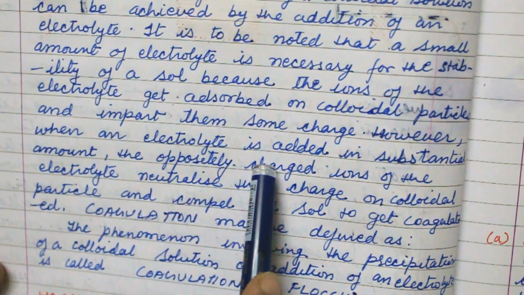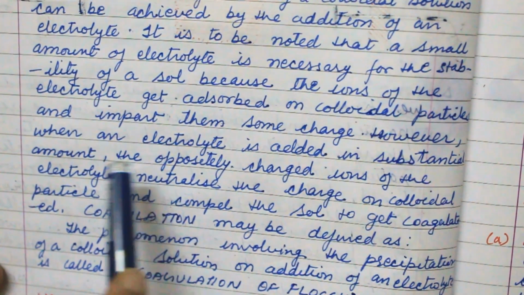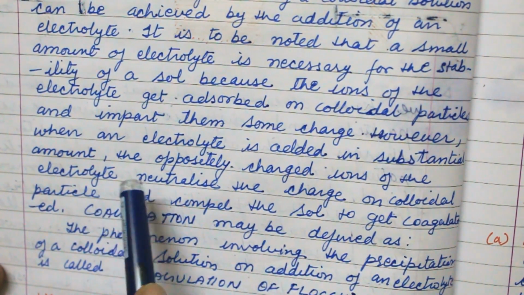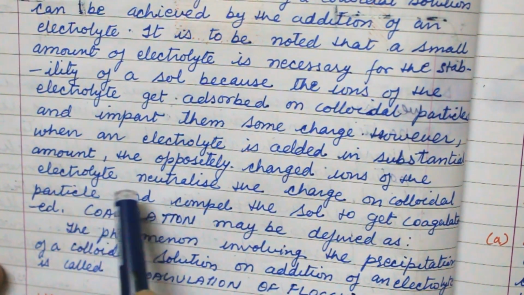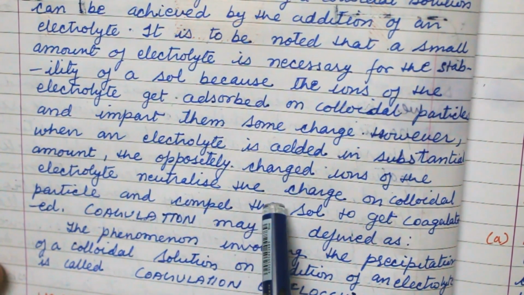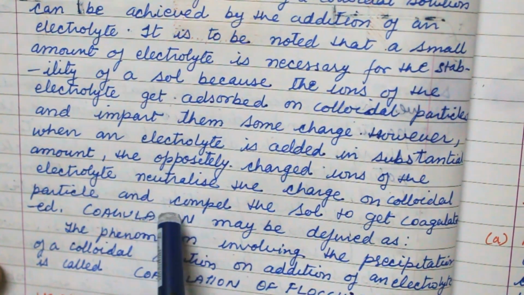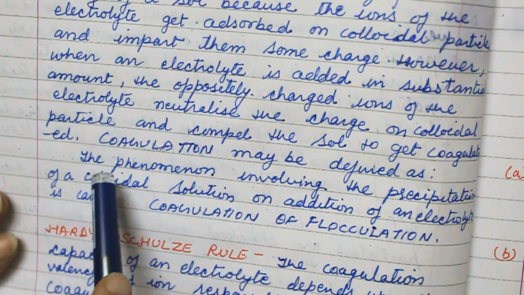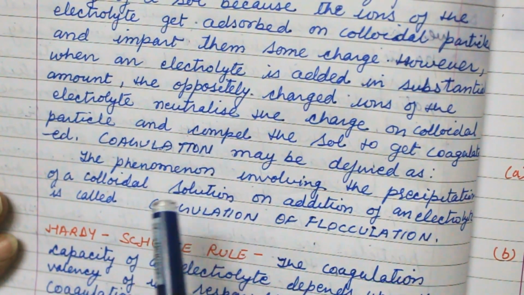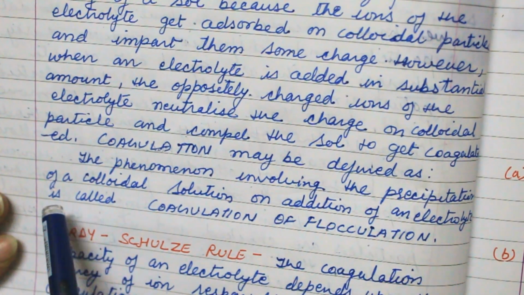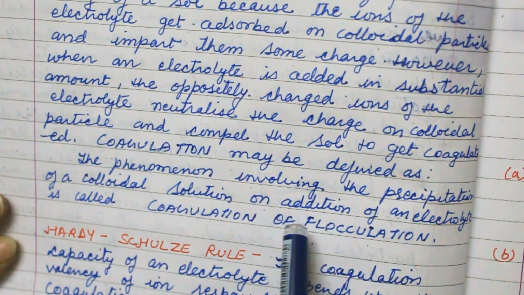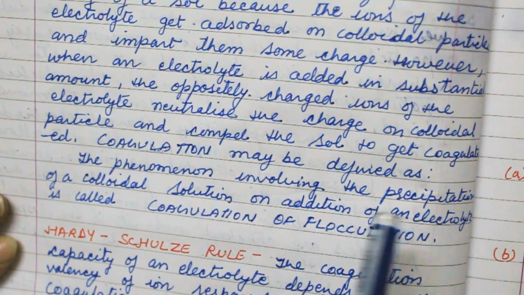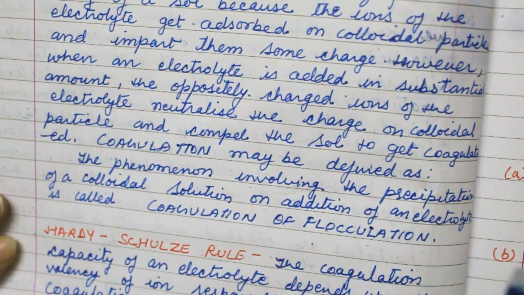However, when an electrolyte is added in a substantial amount, the oppositely charged ions of the electrolyte neutralize the charge of the colloidal particle and compel the sol to coagulate. So coagulation may be defined as the phenomenon involving the precipitation of a colloidal solution on the addition of an electrolyte. When we add electrolyte to a colloidal solution, it coagulates, or flocculates.